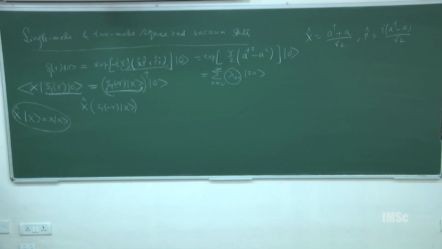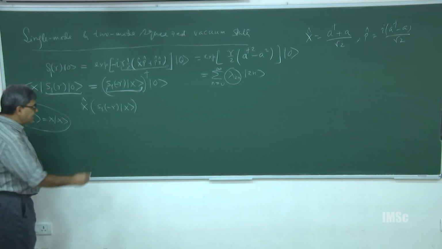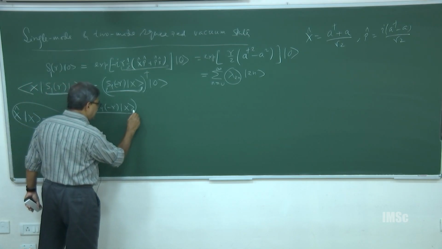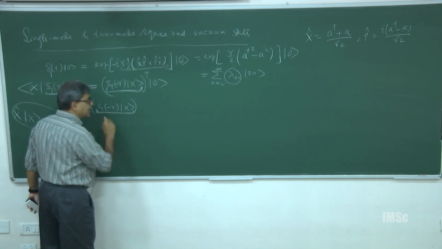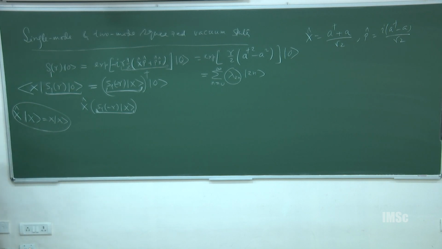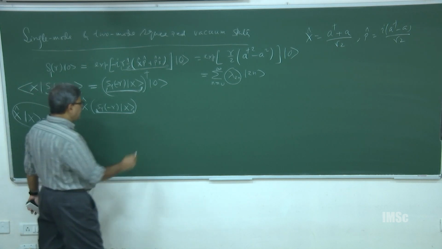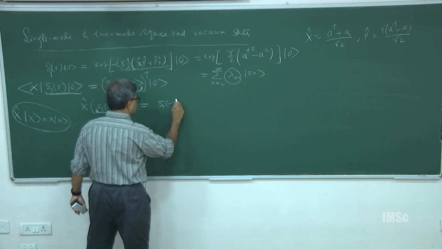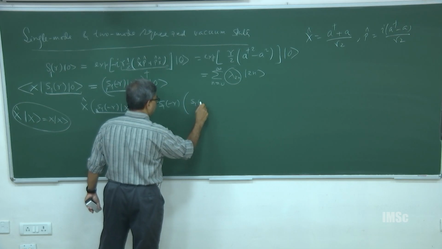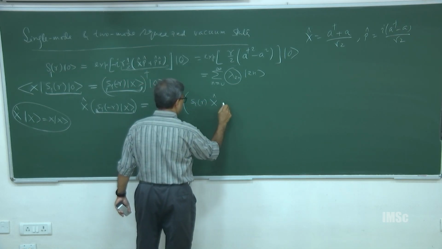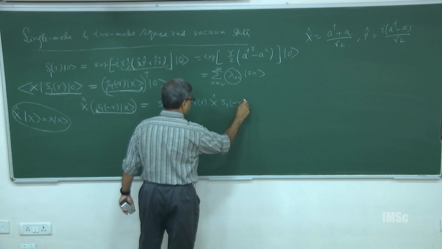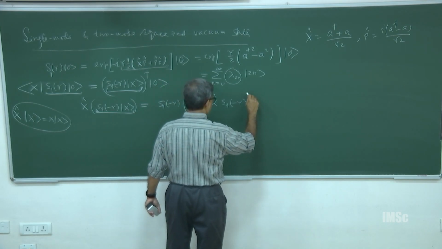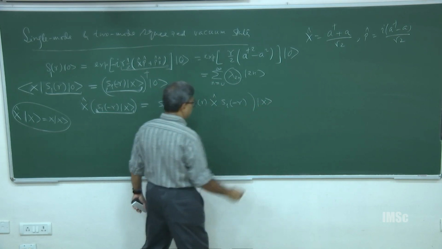Why am I applying this? I'll show you that basically this one is another position eigenstate. So I can write S1 of minus r, then S1 of r, x, S1 of minus r acting on x.